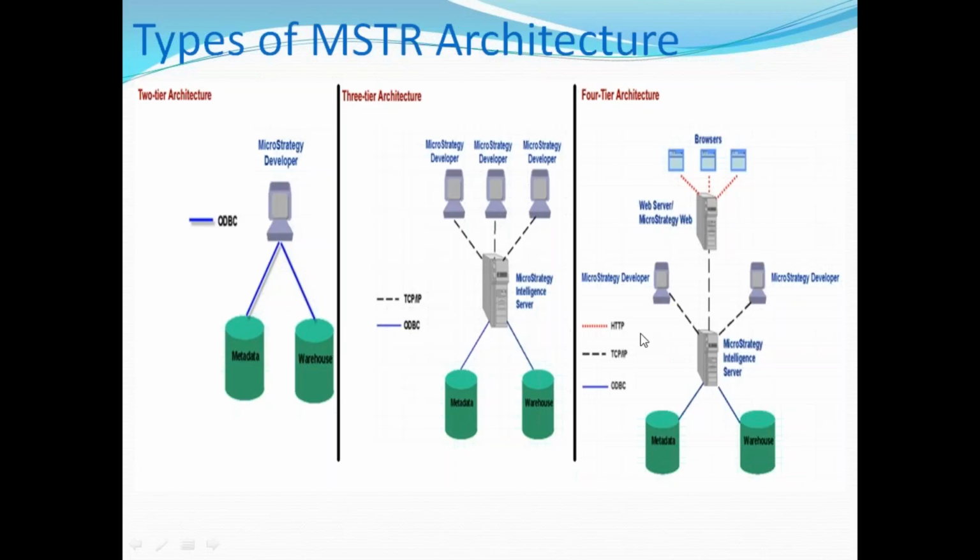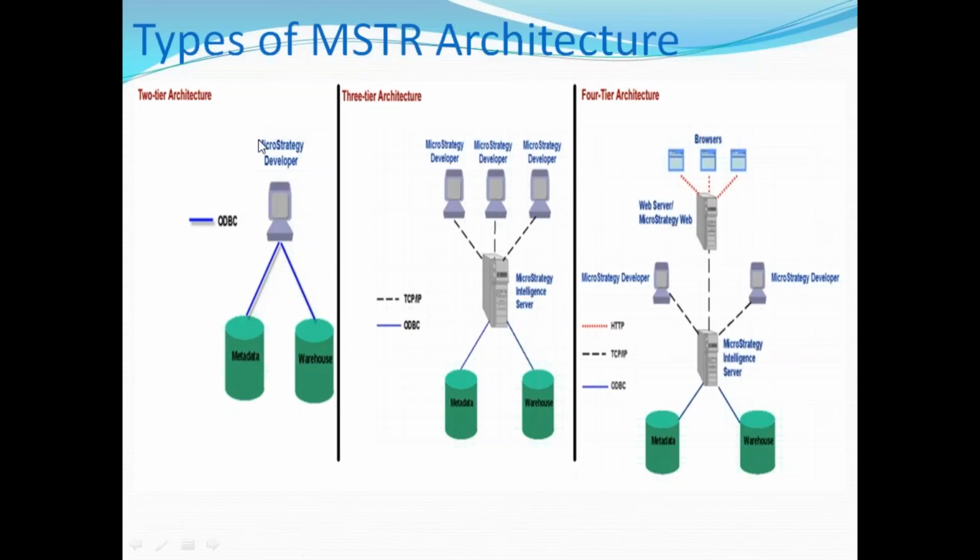So based on this, from 2-tier to 3-tier, you see one additional component, the MicroStrategy Intelligence Server, and from 3-tier to 4-tier, you see one additional component, a web server. So whenever we say tier, there will be an additional component. In this case, iServer, and in the 4-tier you have a web server.